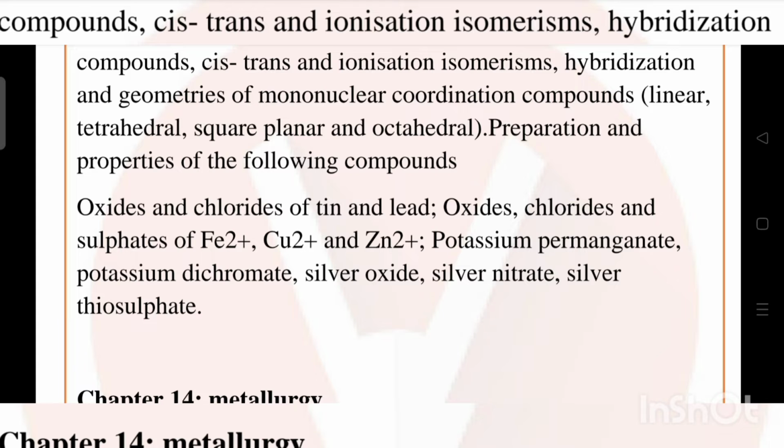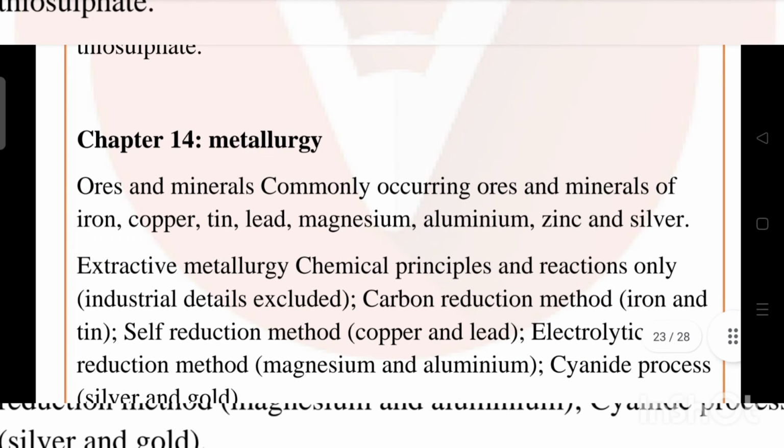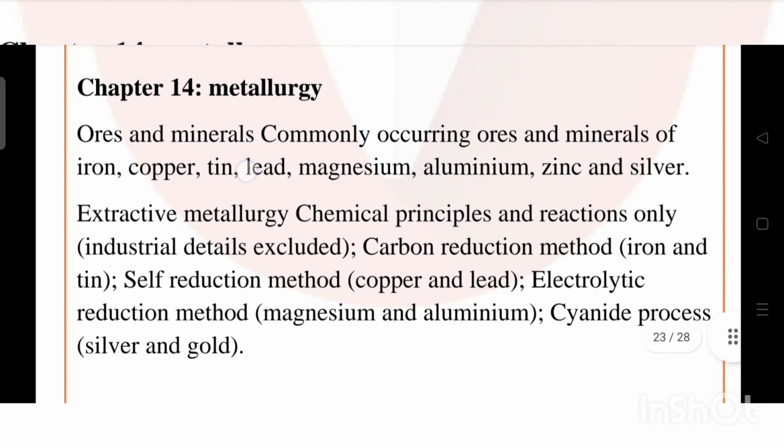Preparation and properties of the following compounds: oxides and chlorides of tin and lead; oxides, chlorides and sulfates of Fe+2, Cu+2, Zn+2; potassium permanganate, potassium dichromate, silver oxide, silver nitrate, silver thiosulfate. Chapter number 14 is metallurgy.